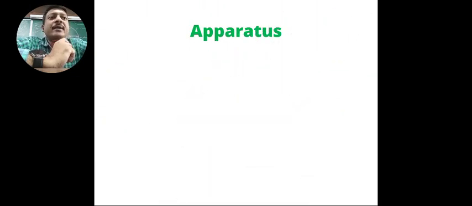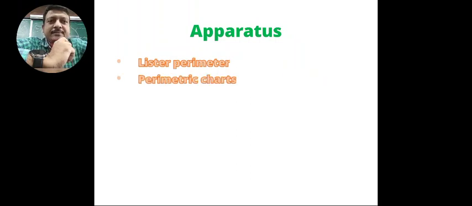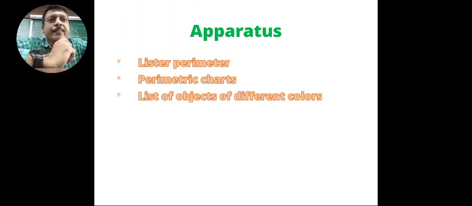Apparatus. The apparatus is the perimeter. There are several types of perimeter. One is the Lister perimeter, which is most commonly used. Next, a perimetric chart to record the peripheral visual field. A list of objects of different size and color. Pen and pencil. Okay.